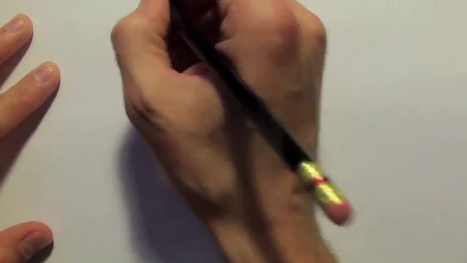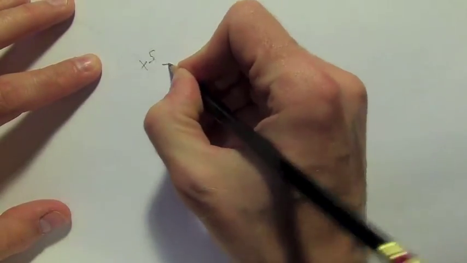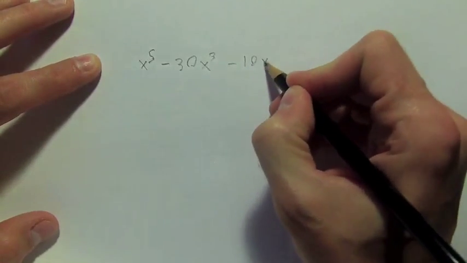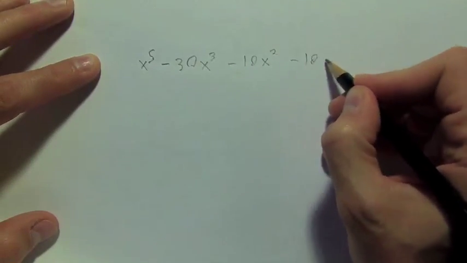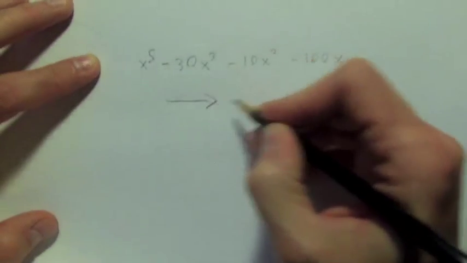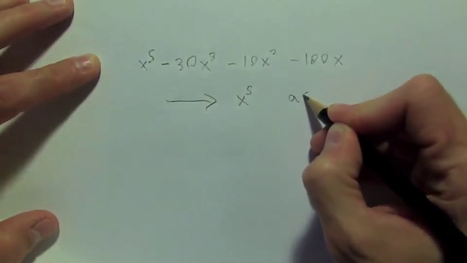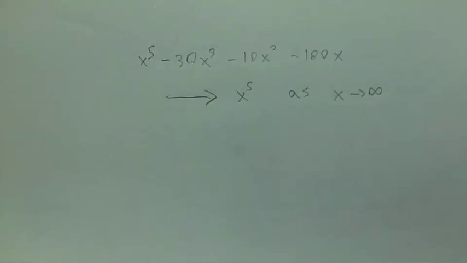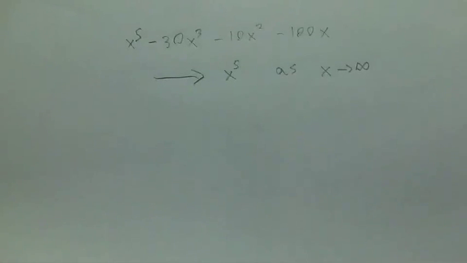x to the 5th minus 30x cubed minus 10x squared minus 100x basically goes to x to the 5th as x goes to infinity. So this will help us find limits at infinity for various different functions.